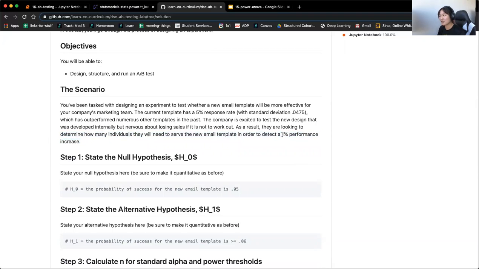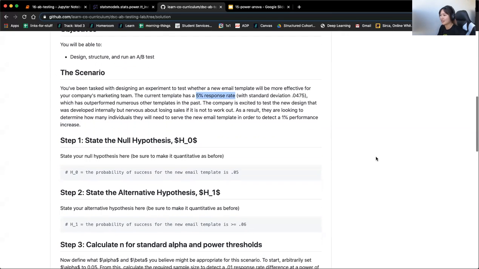This 1% performance increase, again, I want to assume that it is absolute because here they're also using 5%. So I don't know if they mean a 5.05 response rate or whether they're looking for a 6% response rate. I'm going to assume here that 6%, but we'll see if the code says any different.